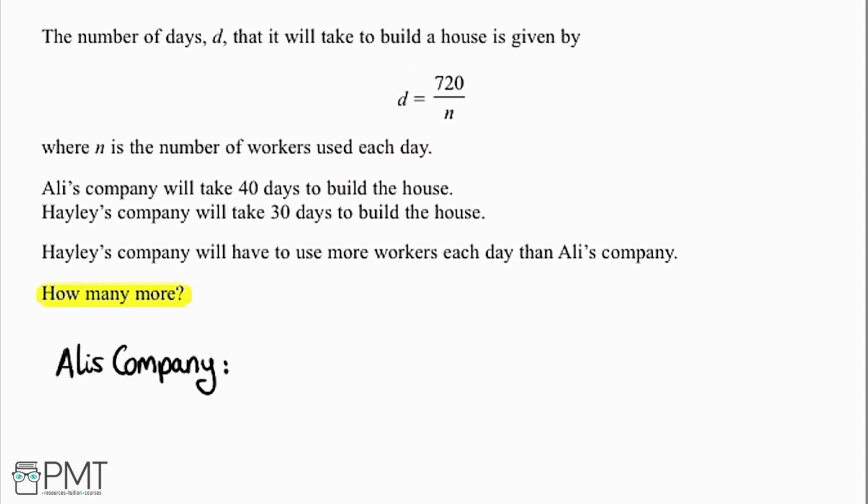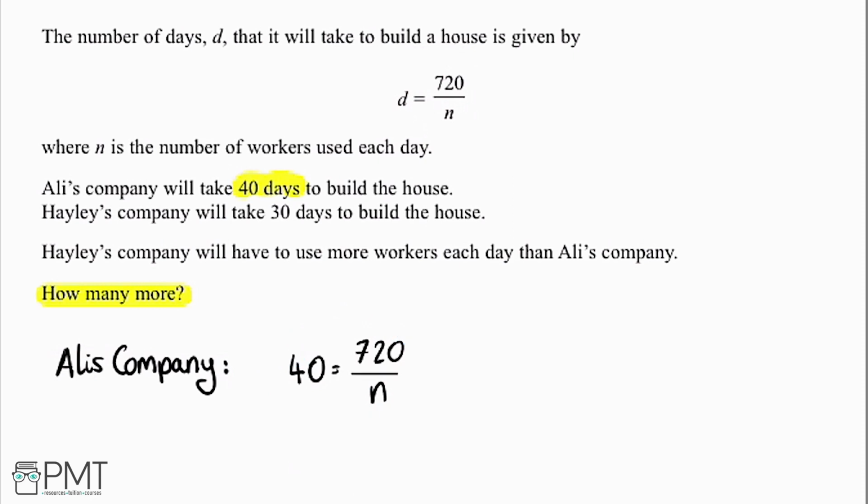Now we're told with Ali's company that it's going to take 40 days to build the house. So using our little formula that we've got up here, that's going to be 40 equals 720 divided by N. Now what we've done, so we've got one unknown here of N, and we've created an equation. So we're going to solve this to find out what N is.